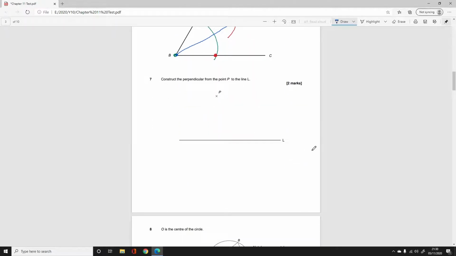Similarly for 7, there are 3 steps. The first step is that we want to draw a circle around P that crosses the line twice. So we'll end up with something like that as our 2 crossing points. In fact, I think it would be a little bit further. So let's make this look as accurate as we can.